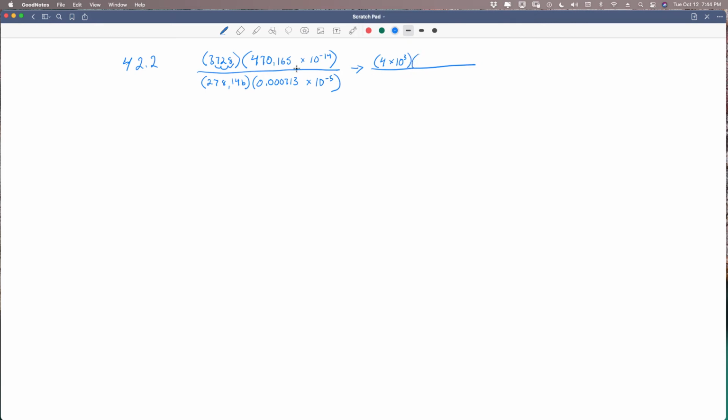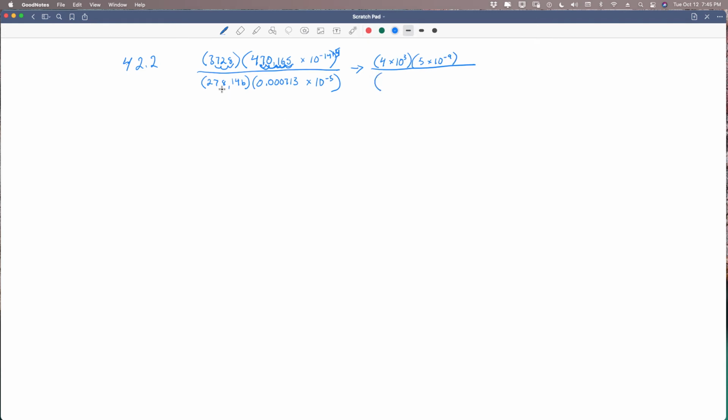Now let's look at this one. We have 1, 2, 3, 4, so that's plus 4 in the first place. Is that right? 1, 2, 3, 4, 5. I miscounted. That was 5. All right, so that is 4.7. So that's going to round up to a 5 times 10 to the negative 9.